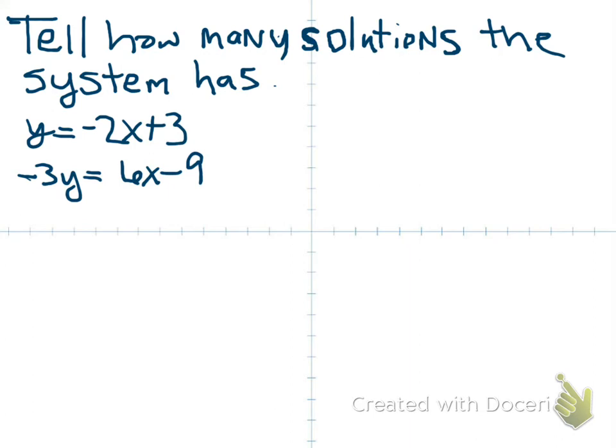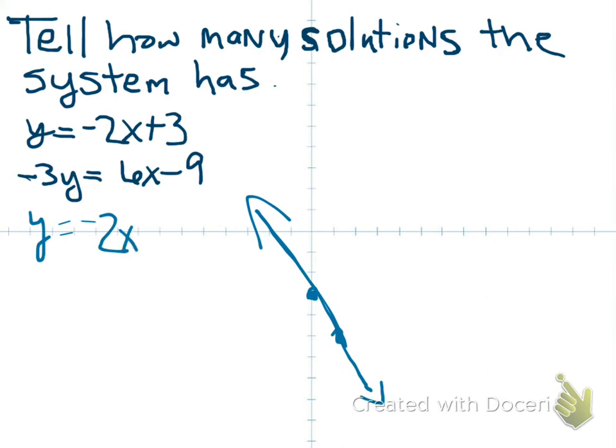For the first equation, going down 2 over 1. Okay, so you've got a line that looks something like that. The next one, if you solve for y, you end up with y equals 6 divided by negative 3, because I'm dividing everything by negative 3, would give me negative 2x. Negative 9 divided by negative 3 would give me positive 3.